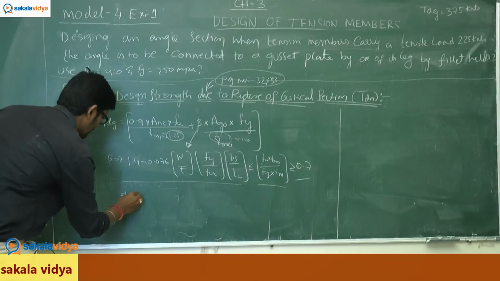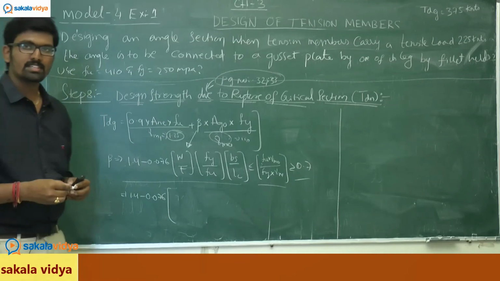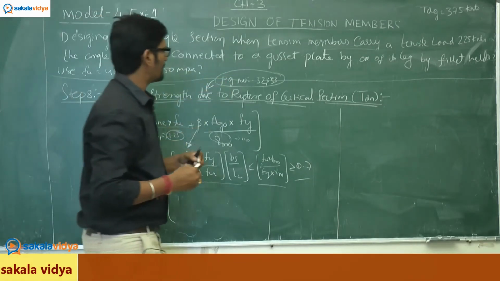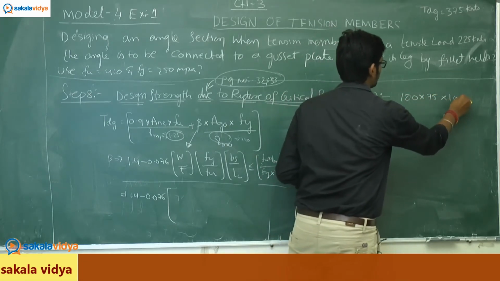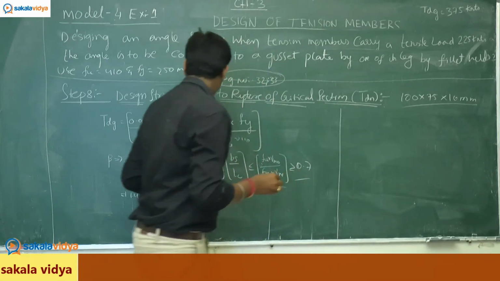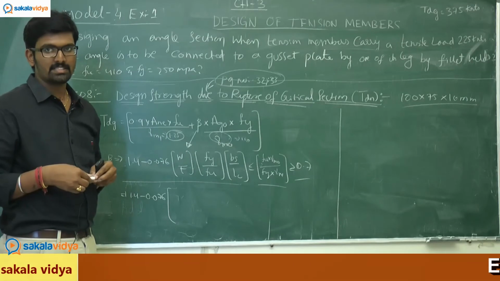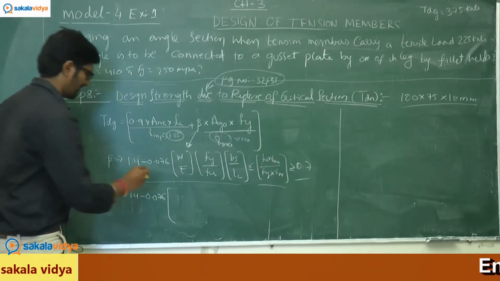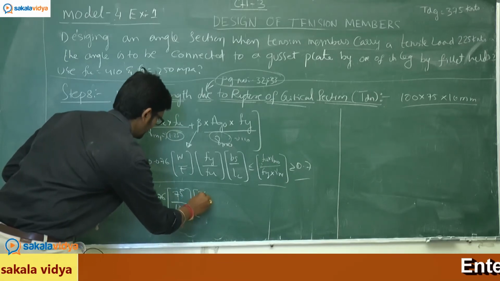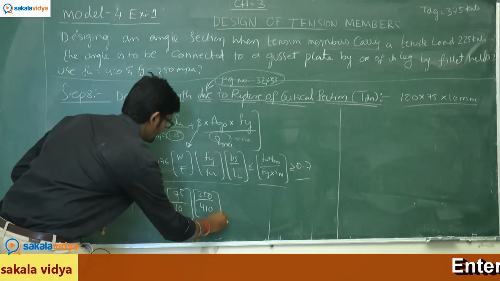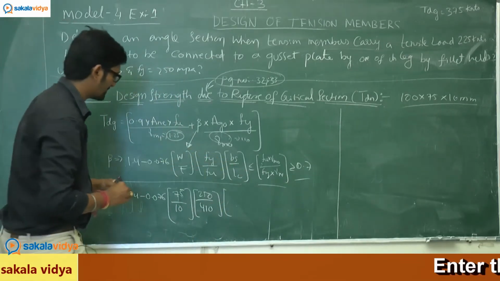So 1.4 minus 0.076. What is the width of the outstanding length of the angle section? We have chosen 100 by 75 by 10 mm. The width of the outstanding leg is 75, where 100 is the longer side which is connected to the gusset plate. So I am going to use 75. 75 divided by 10, multiplied with Fy 250 divided by 410 times Bs. Outstanding leg and shear lag distance are both the same, so Bs is equal to 75.